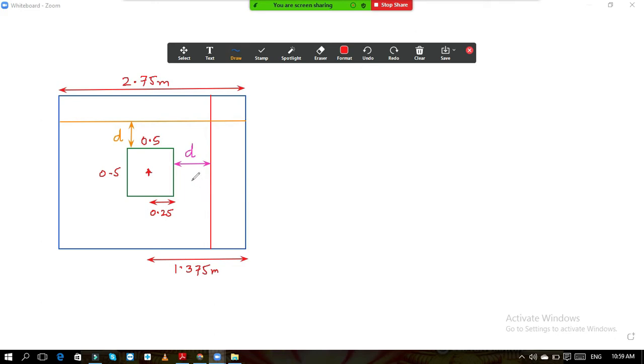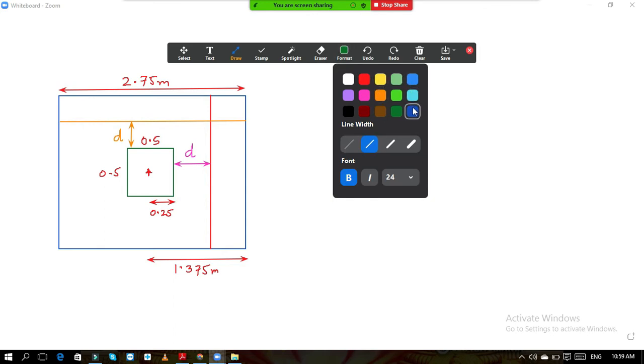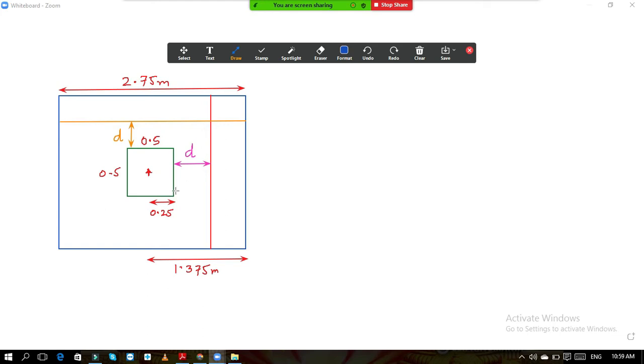So what will be this remaining distance? Now if I want to calculate this distance, from this point up to here, what is this total distance? It is 1.375 minus 0.25. We require all these distances, that is why we are calculating those. So it is 1.125. So this distance is 1.125.